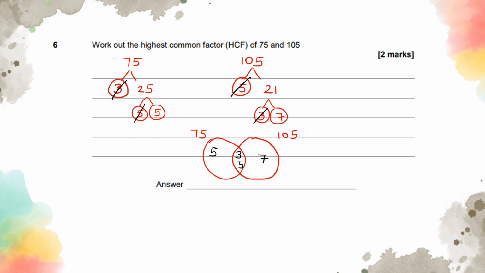Everything that you have in the middle, multiplied together, is going to give you the highest common factor. Everything multiplied together in the Venn diagram is going to give you the lowest common multiple. Okay. The question is asking to find out the highest common factor. That would mean the HCF is going to be 3 times 5, which is 15. Okay. And this is how you get full marks from this question.